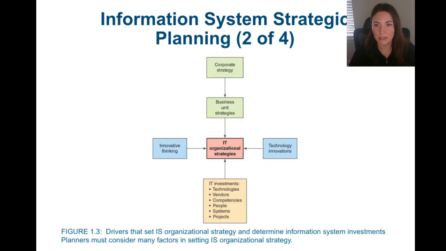So you can see this slide, it's a little graphic, that talks about how planners must consider all of these different factors when setting an information system organizational strategy. Okay, so again, you can pause the video or check it out. It's in your ebook as well.